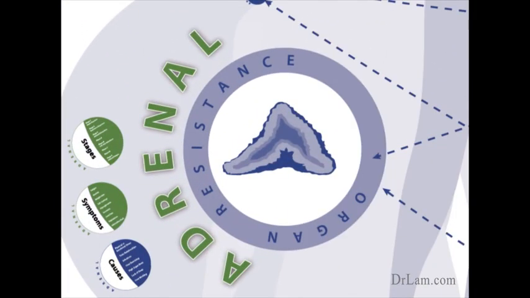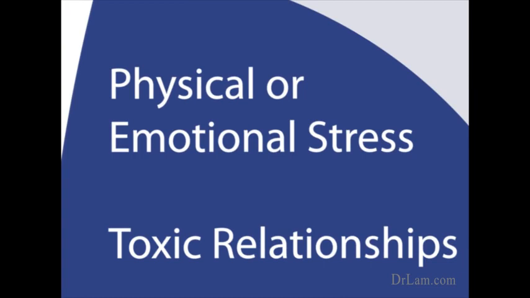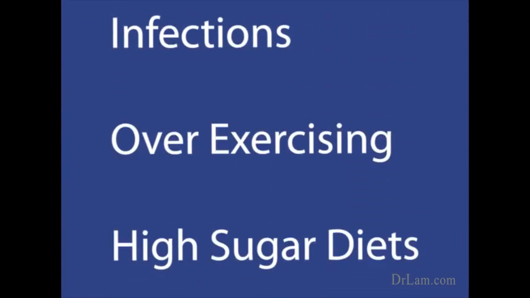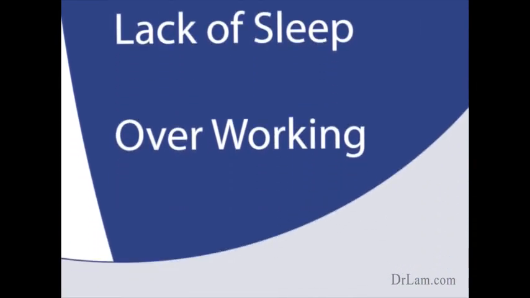Let's look closely first at the adrenal system. For a person who is exposed to physical stress or emotional stress, the subclinical state is called adrenal fatigue. This is a person that does not fit into the diagnosis of Addison's disease, but is symptomatic. They are quite mild relative to Addison's disease. Causes can be physical or emotional stress, toxic relationships, infections, over-exercise, high sugar diet, lack of sleep, or overwork.